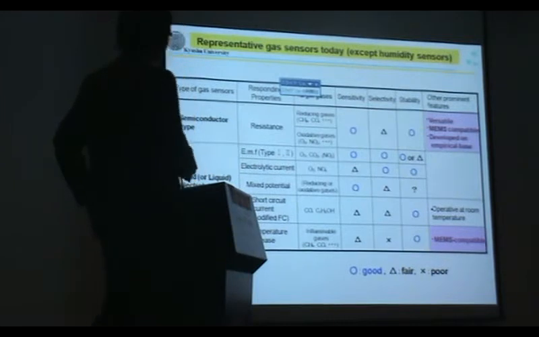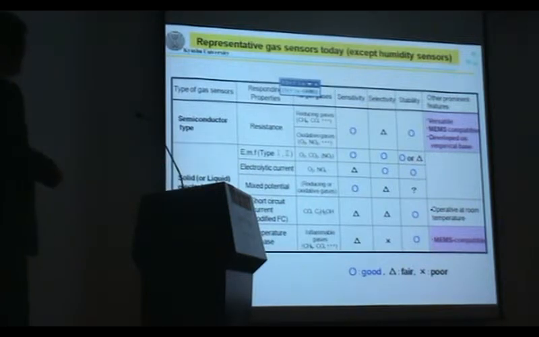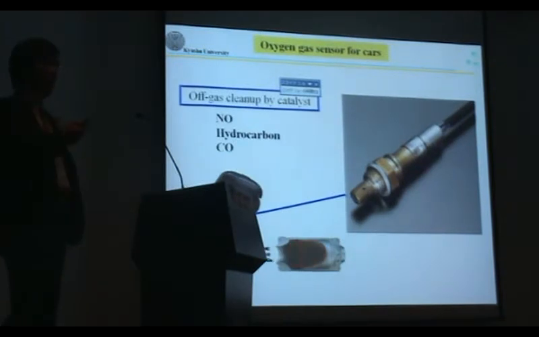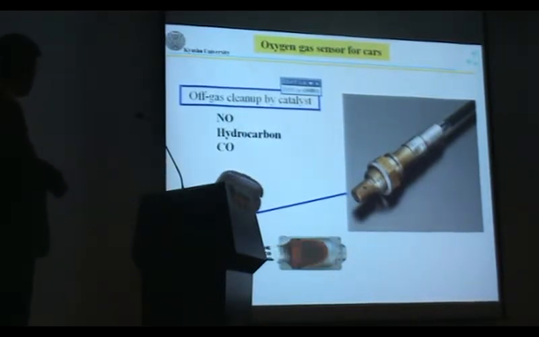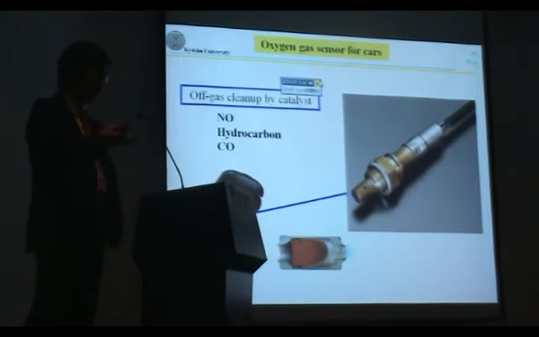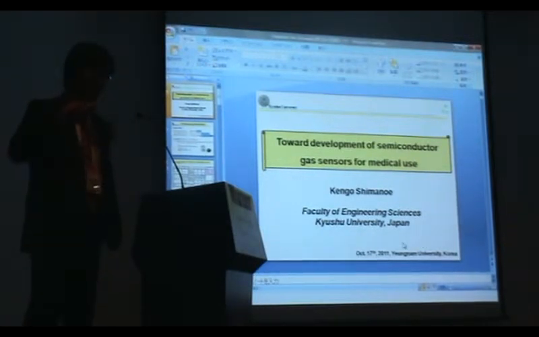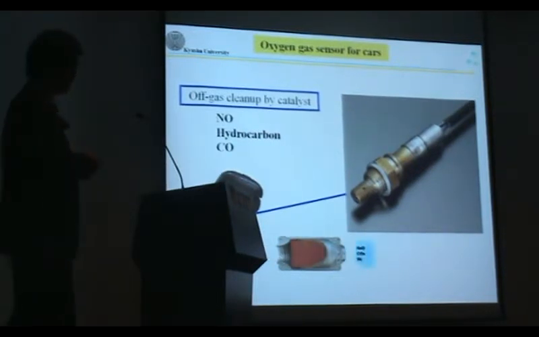There are three kinds of gas sensor, but this kind, the solid electrolyte gas sensor, is very famous because many cars use this kind of sensor as an oxygen sensor. So maybe you can find the sensor at this point. A Japanese company produces this kind of sensor, and the company spreads it in the world.